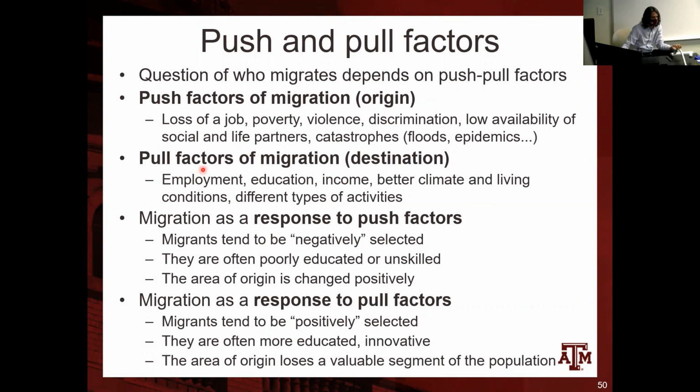These push factors are usually negative. The pull factors are usually positive. When I migrate because of negative factors in areas of origin, migrants tend to be what is called negatively selected. When migration happens because there are good pull factors in the area of destination, migration tends to be positively selected. And I will talk about this in more detail on Thursday, going forward on theories about both internal and international migration.